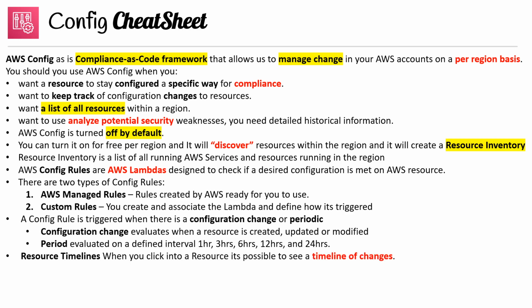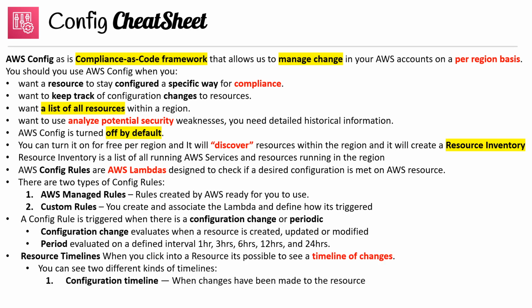You have something called the resource timeline. When you click onto a resource within AWS Config, it's possible to see a timeline of changes. You can see two different kinds of timelines. You have the configuration timeline, showing when changes have been made to the resource, and the compliance timeline, showing when a resource has become noncompliant with a rule over time, so it's very, very useful.